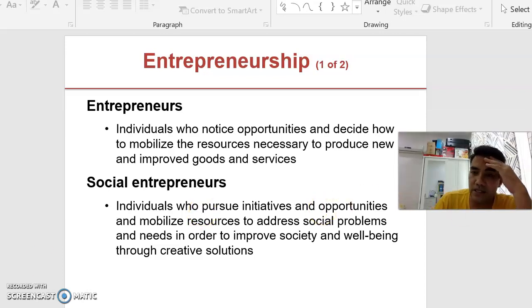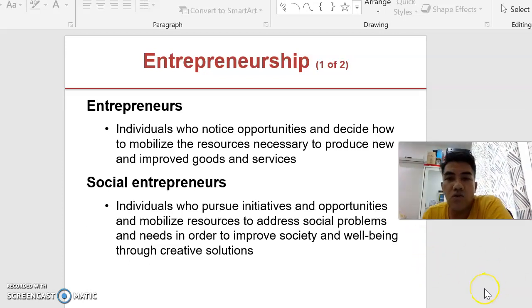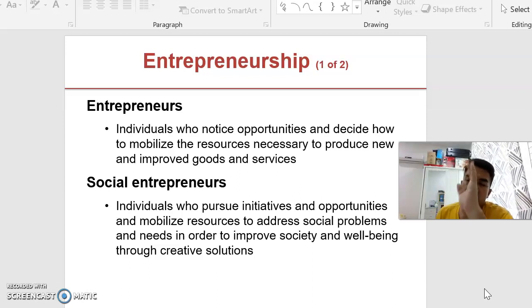So in this topic as well, we are going to discuss a little bit on entrepreneurship. Entrepreneurs are individuals who notice opportunities and decide how to mobilize the resources necessary to produce new and improved goods and services. Why are we talking about entrepreneurs in this particular chapter? Because nowadays all managers need to have some entrepreneurial attitudes or orientation in themselves in order to become better managers.